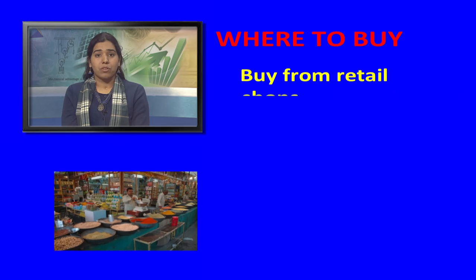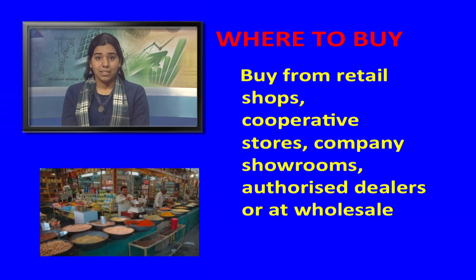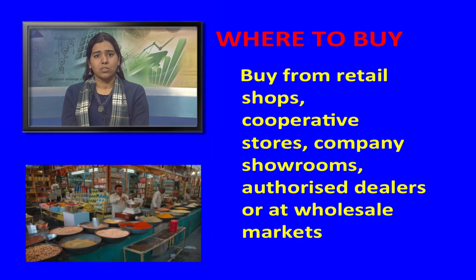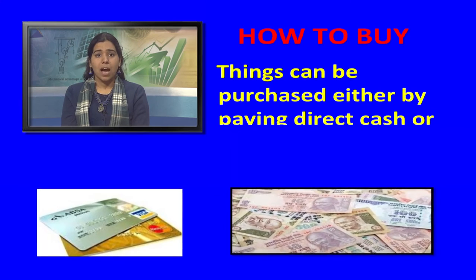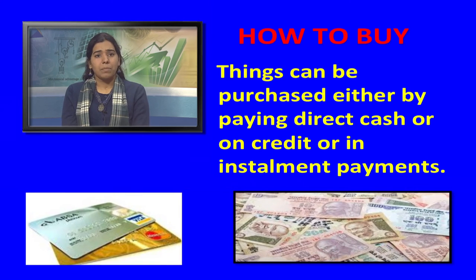We need to buy from retail shops, cooperative stores, company showrooms, authorized dealers, or wholesale markets to get a fair price of our product. Now we need to understand how to buy. Things can be purchased either by paying direct cash or by credit card or maybe in installment payment, but widely cash or credit card is being used.